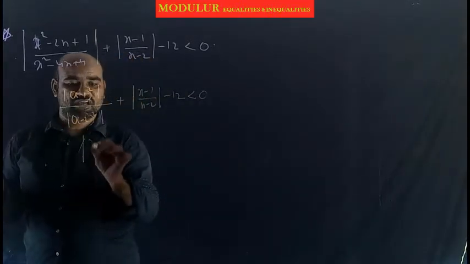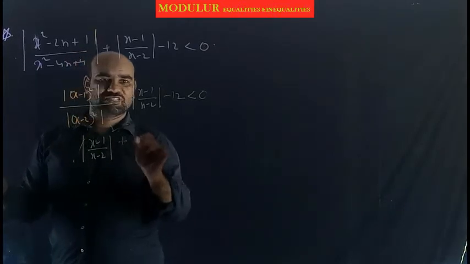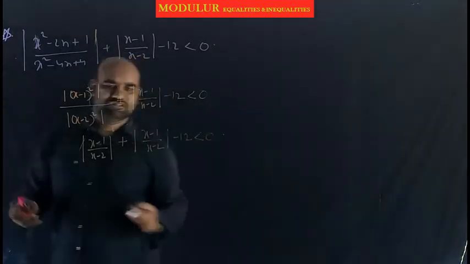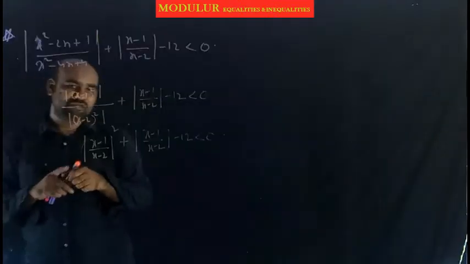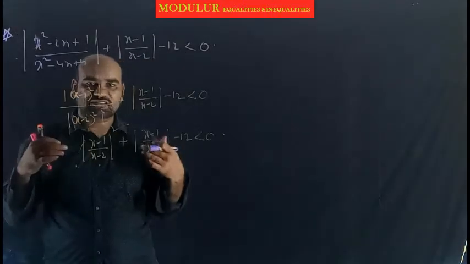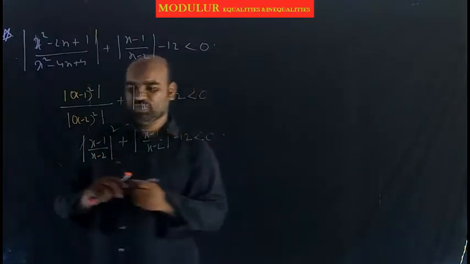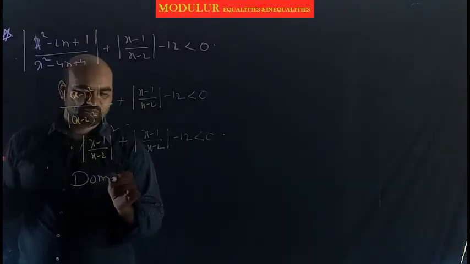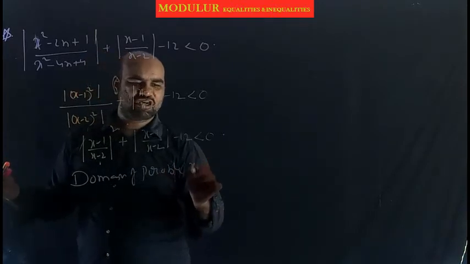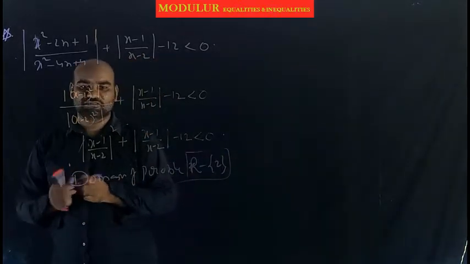I can write this one as mod of (x minus 1)/(x minus 2) square plus mod of (x minus 1)/(x minus 2) minus 12 less than 0. Observe the problem. Domain is all real numbers except 2. We want to search for the values of x in the domain only, in that area only. Sometimes you need to write the domain of the problem. I can say all real numbers except 2. In this area only I want to find the solutions.